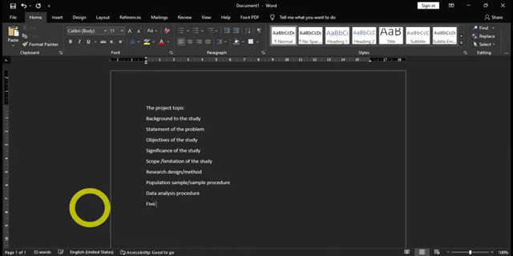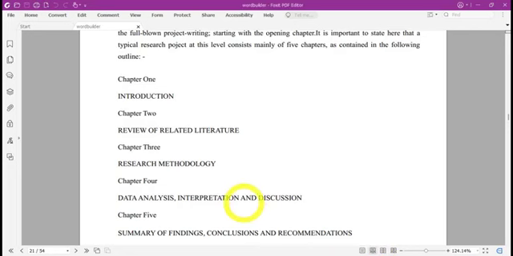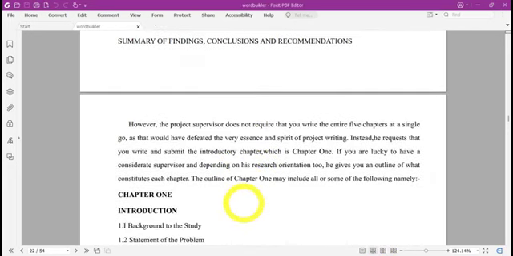Five main chapters of the project. First is introduction. Alright, let's take it one after the other. We go to the introduction. Okay, let's go through this.